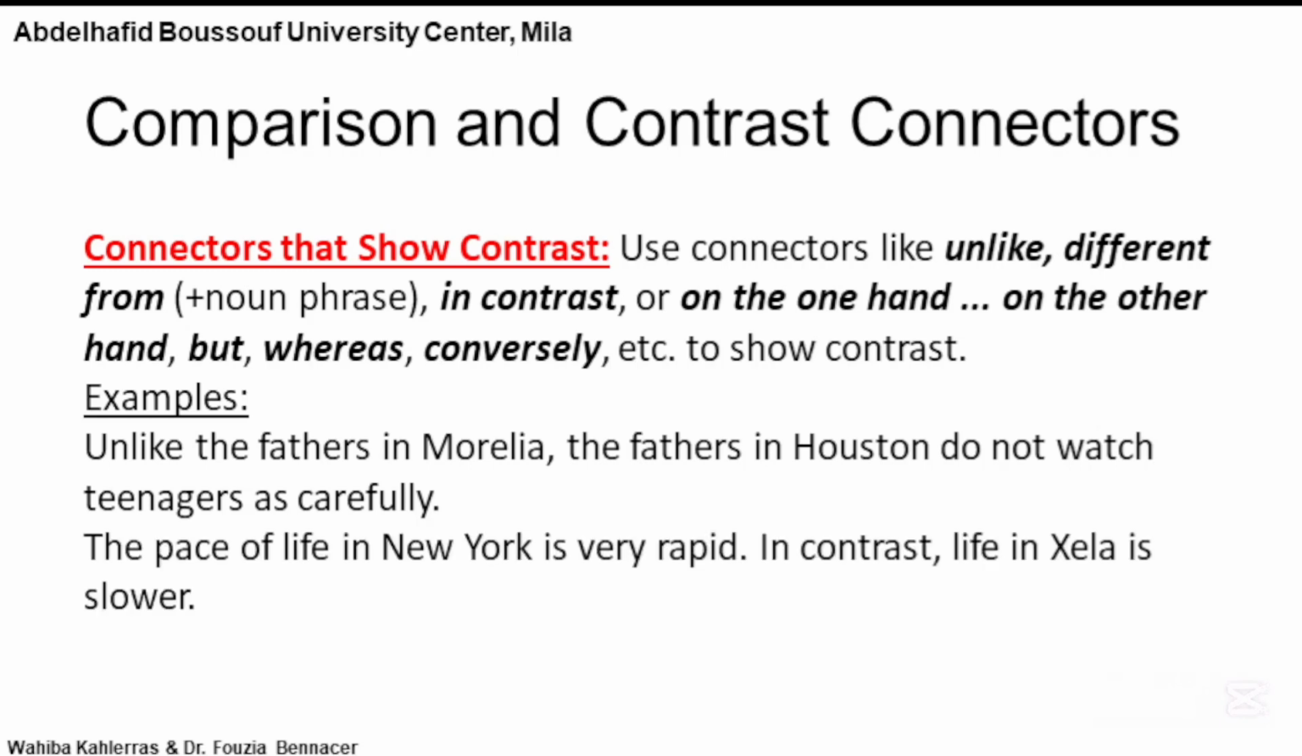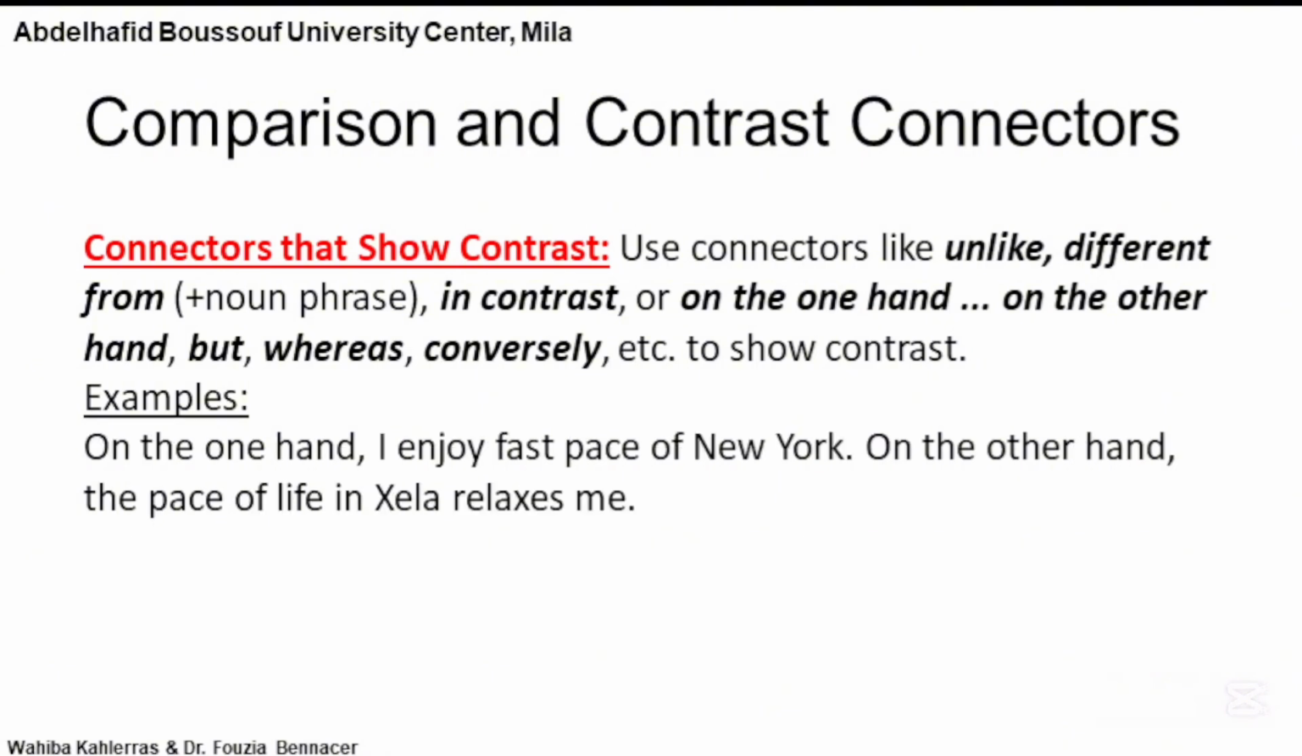The pace of life in New York is very rapid. In contrast, life in Charlotte is slower. On the one hand, I enjoy the fast pace of New York. On the other hand, the pace of life in Charlotte relaxes me. So we have on the one hand, on the other hand. This shows contrast. They are different.